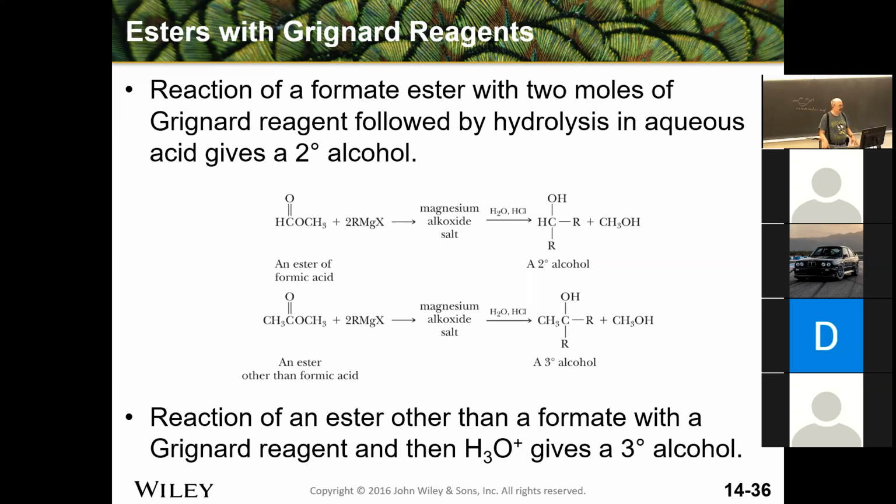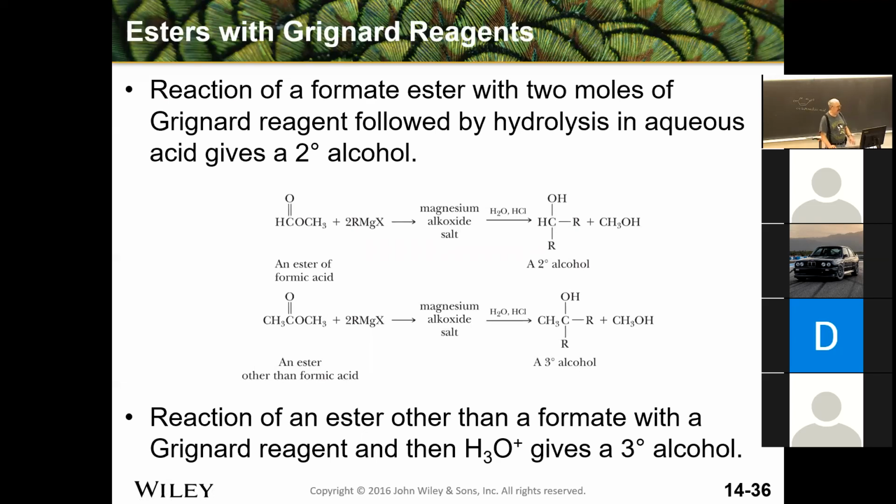Esters will also react with Grignard reagents. The difference here between the reaction of Grignard reagents with aldehydes and ketones versus esters is that with ketones and aldehydes, it's a 1-to-1 stoichiometry. But with esters, 2 equivalents of Grignard reagent will react.